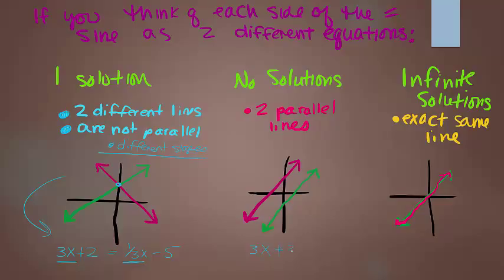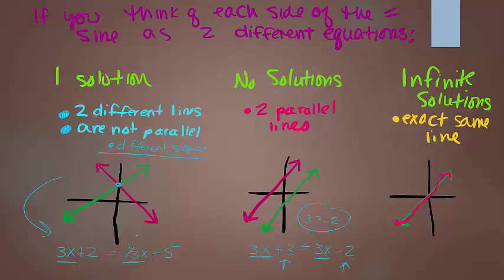3x plus 3 equals 3x minus 2. So in this situation we have same slopes but different y-intercepts. So we know we have parallel lines. In the end, we're going to get 3 equals -2, and that is false. If you get a false in the end, you know that there are no solutions.